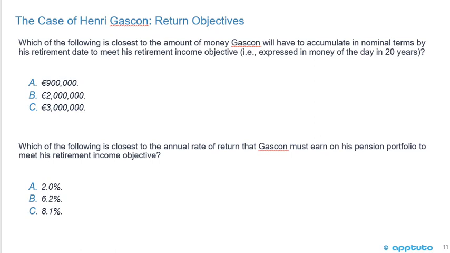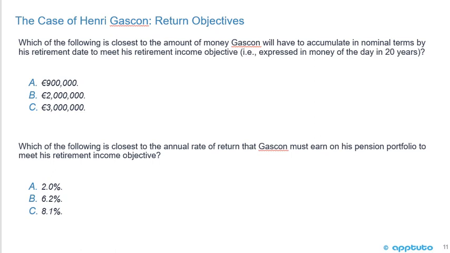Which of the following is closest to the amount of money Gascon will have to accumulate in nominal terms by his retirement date to meet his retirement income objective, i.e. expressed in money of the day in 20 years? A, €900,000, B, €2 million, or C, €3 million? And the second question is, which of the following is the closest to the annual rate of return that Gascon must earn on his pension portfolio to meet his retirement income objectives?